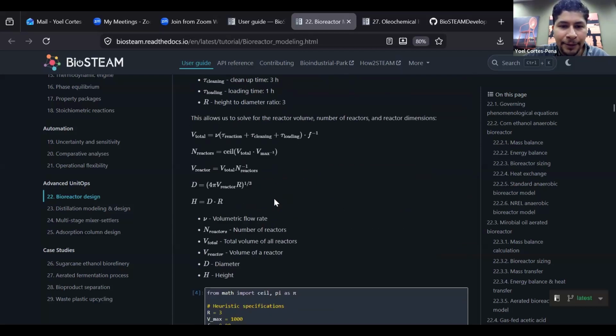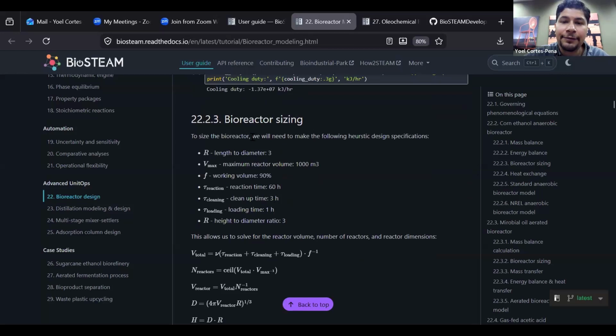And finally here with bioreactor sizing, there's a lot of heuristic design specifications that we can make, such as what is the length to diameter ratio, what is the maximum reactor volume. Around 1,000 meters cubed is a good assumption for corn ethanol. What is the working volume? Reaction times, cleanup, loading, and these are all good heuristics that you might need to change if you're producing a different product. For example, the reaction time, that's going to depend on your product.